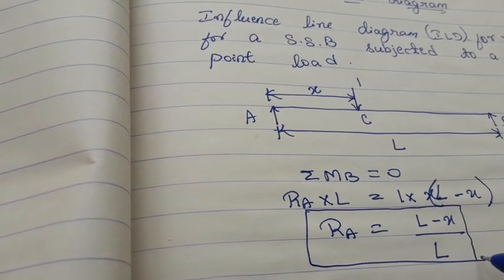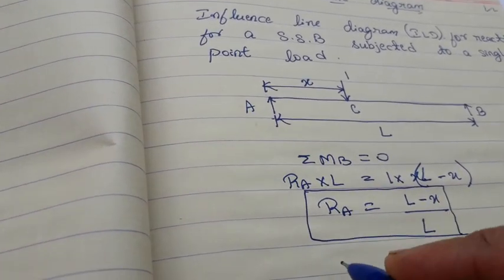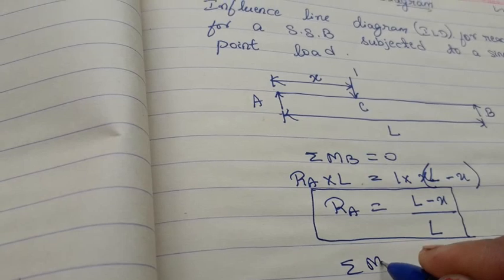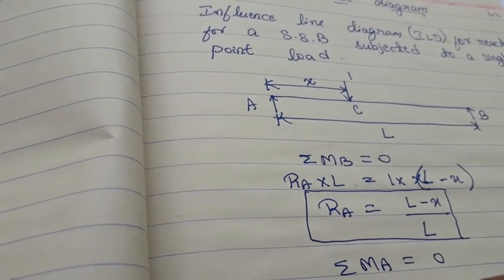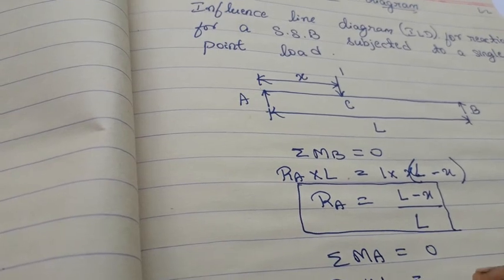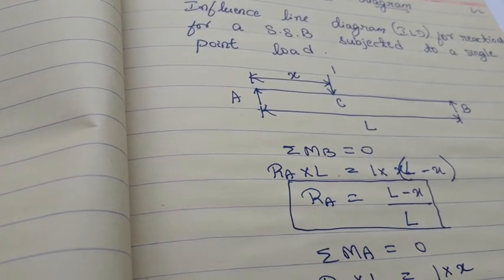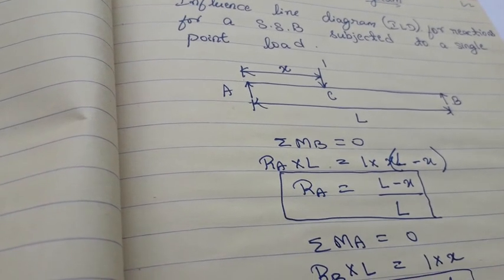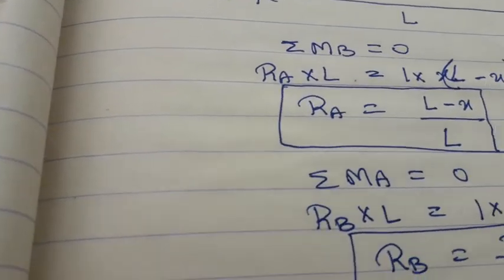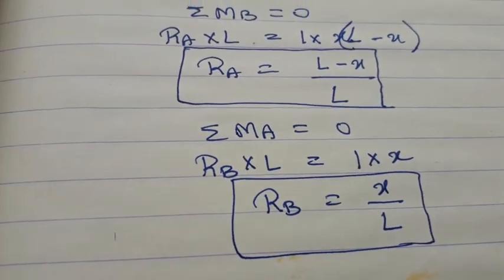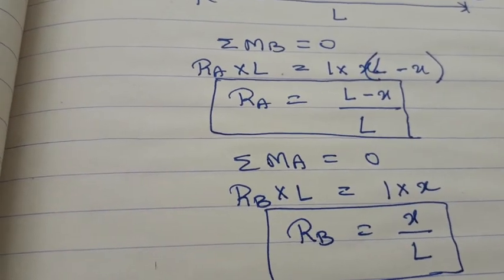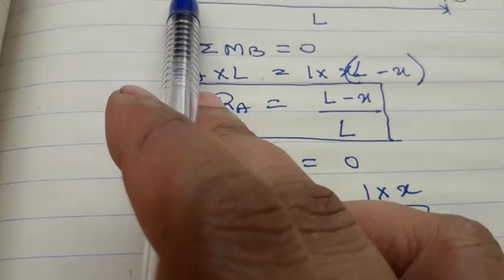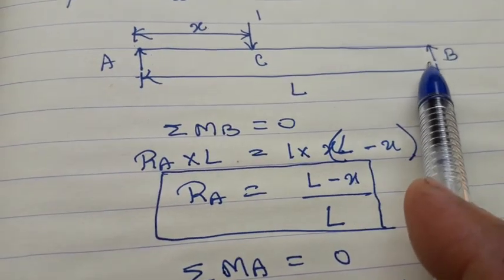This is Ra. To find out Rb, we can write either the vertical loads equal to the total load, or we can write sigma Ma is equal to 0. Rb into L is equal to 1 into x. So here we get Rb is equal to x by L. So these are the reactions. Now to draw the graph, we have to apply some conditions. Here the variable is x, and x can be 0 or x can be equal to L.